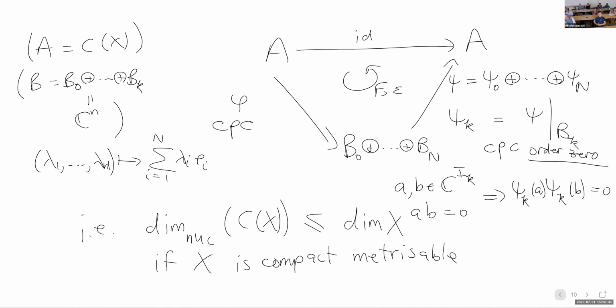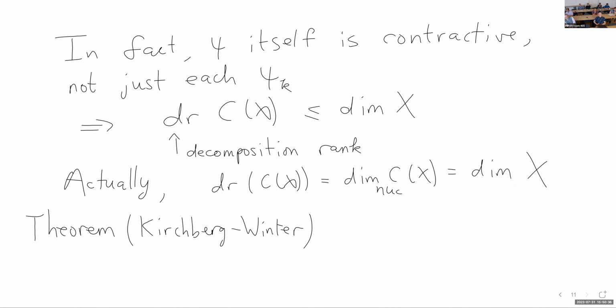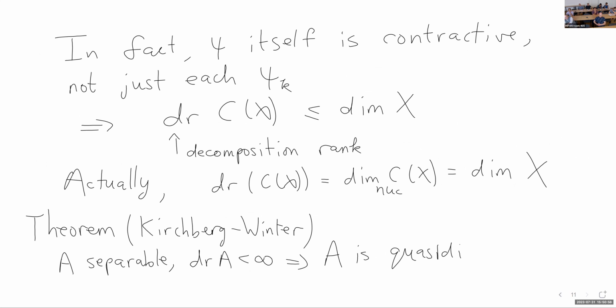It might seem it's a little stronger, but it can't be that much. No, it's dramatically stronger, because if A is separable and has finite decomposition rank, then it has to be quasi-diagonal. I'll briefly tell you what that means. But in particular, quasi-diagonal C-star algebras are stably finite.